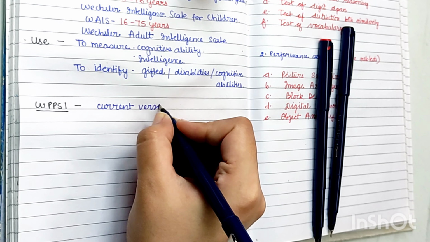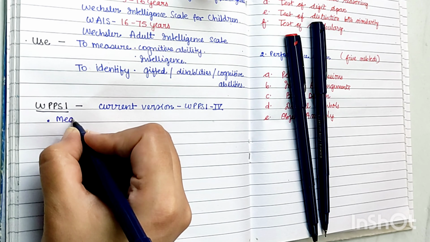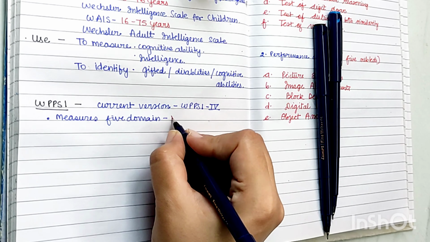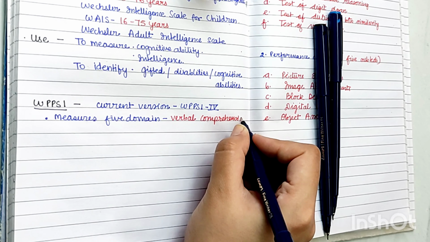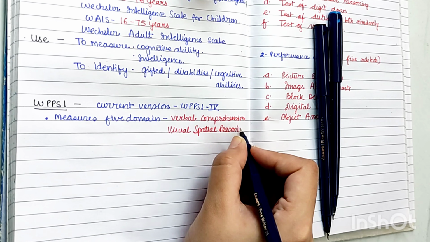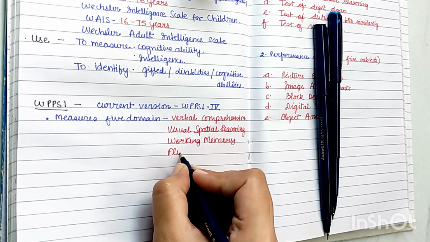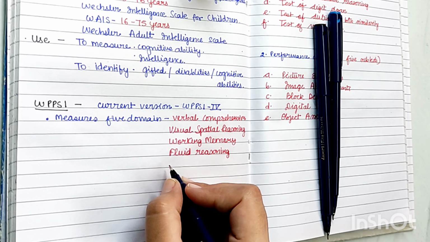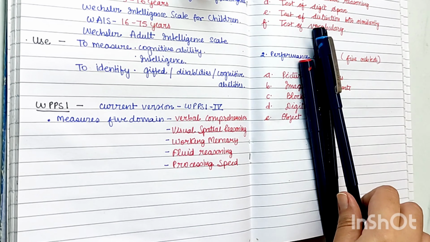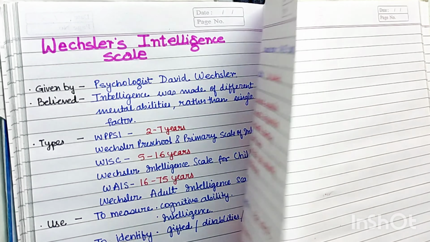Now coming back to WPPSI, which is for primary and preschool children. The current version of this test is WPPSI 4th, and this test basically measures 5 domains, which are verbal comprehension, visual spatial reasoning, working memory, fluid reasoning, and processing speed. So these are the 5 domains which this test measures for children in the age range from 2 to 7 years old.